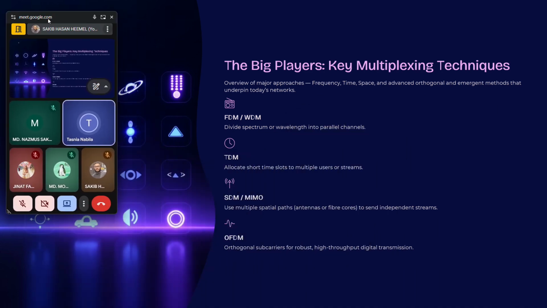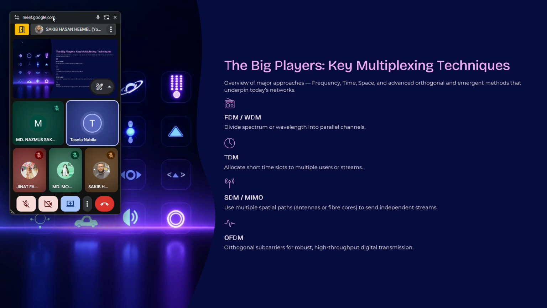Here are the techniques. There are several key multiplexing techniques. First is frequency division multiplexing, or FDM. This divides the signal into different frequency bands, so multiple signals can be sent at the same time. Second, time division multiplexing, or TDM. Here, each signal is given a short time slot to transmit. Third, space division multiplexing, or SDM, and MIMO. These use multiple paths or antennas to send data simultaneously. Finally, OFDM, which uses many small subsignals to improve speed and reliability.